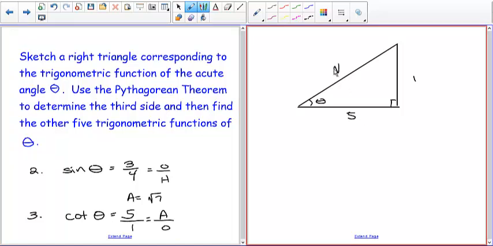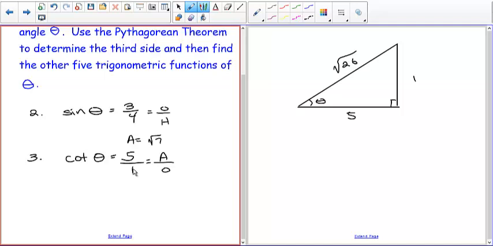And then the Pythagorean theorem will say this is the square root of 26. Why? 5 squared plus 1 squared, which is 25 plus 1 is 26. Take the square root, you get the third side. So here we have the adjacent side is 5, the opposite side is 1, the hypotenuse is the square root of 26.